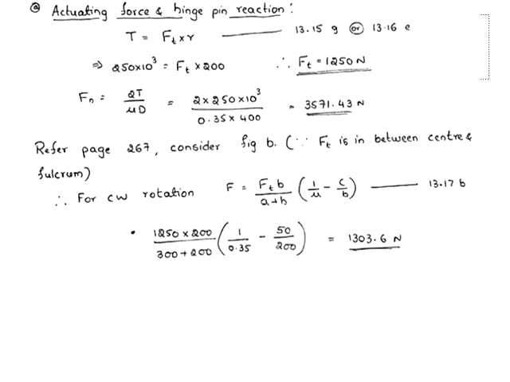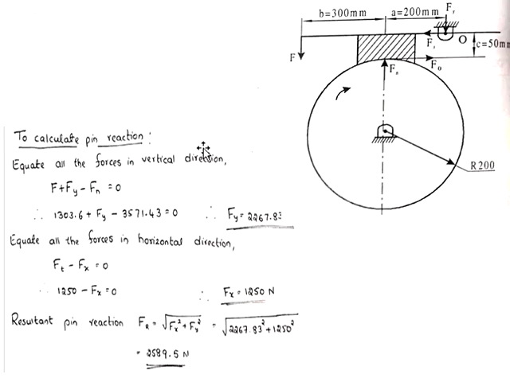After calculating F value, I have to calculate pin reaction. So here the different forces acting are: there will be one normal force, there is one applied force F in vertical direction, and at this fulcrum point there will be one normal reaction Fx, and one vertical reaction acting downward which is Fy. Apart from this, there will be one Ft also. Ft will be acting in the direction of rotation. So the different forces are Fn, F, Ft, Fy and Fx.